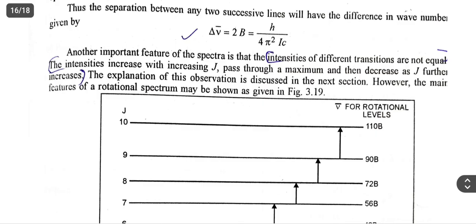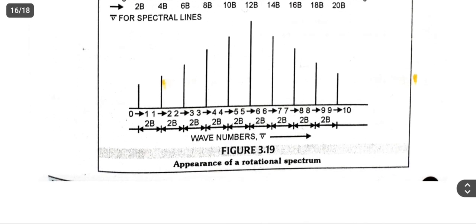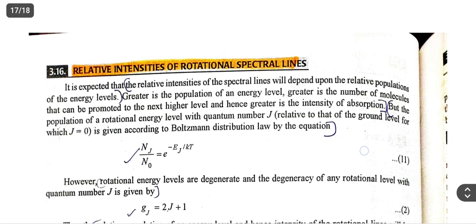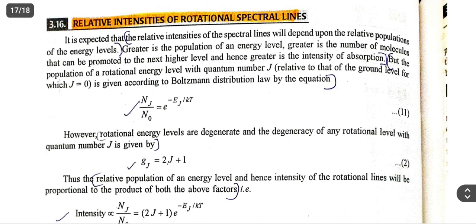Another important feature of the spectra is that the intensities of different transitions are not equal. Intensity increases with increasing J, passes through a maximum, and then decreases as J increases further. Relative intensities in rotational spectroscopy: it is expected that the relative intensity of spectral lines will depend on the relative population of energy levels. The greater the population, the greater the number of molecules that can be promoted to the next level, hence the greater the intensity of absorption.